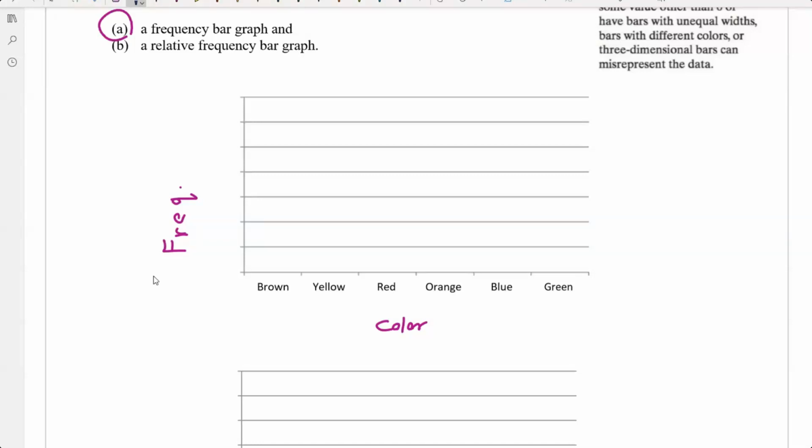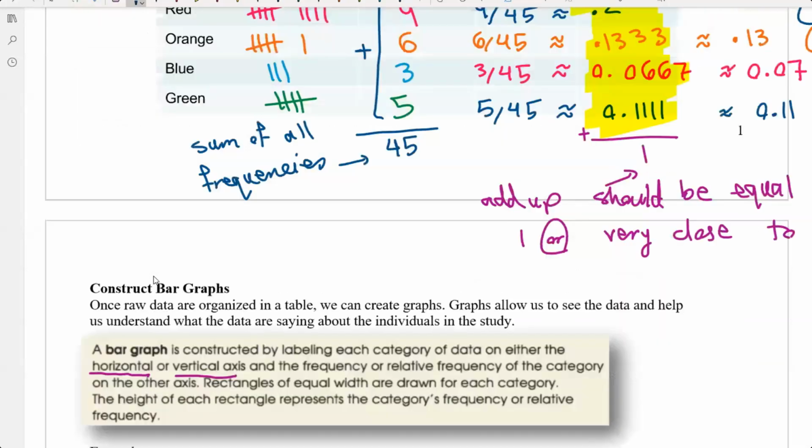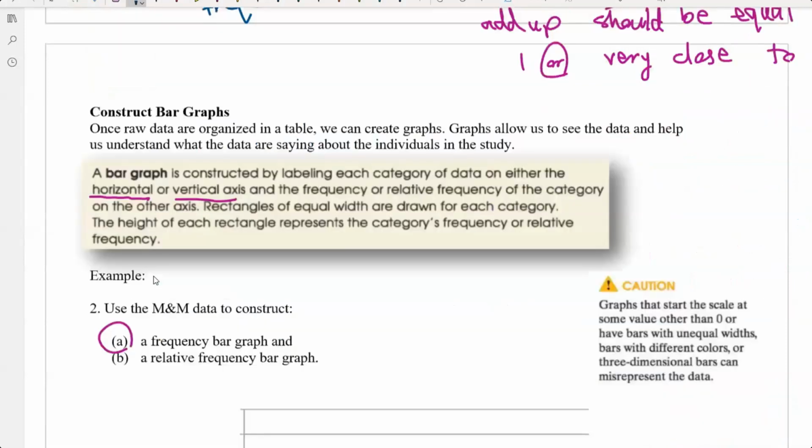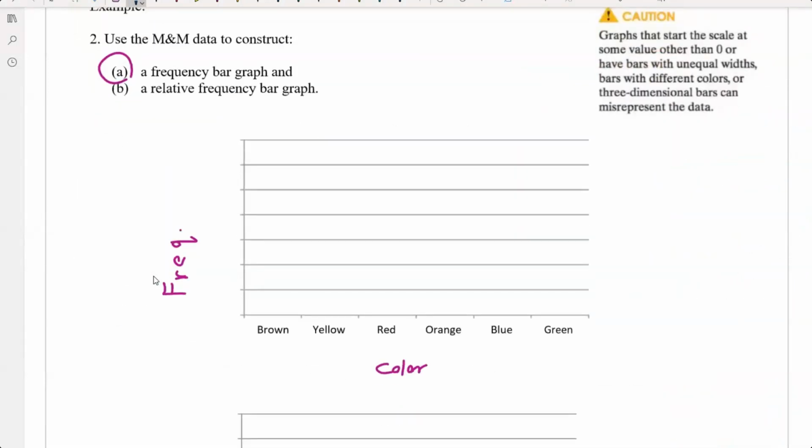Now we work based on this column for frequency. These are the numbers that we had. The smallest one was 3, and here is 12. And here we're starting from 0. So that is 0. I'm going to use 2, 4, 6, 8, 10, 12. And let's have 14 here on top.